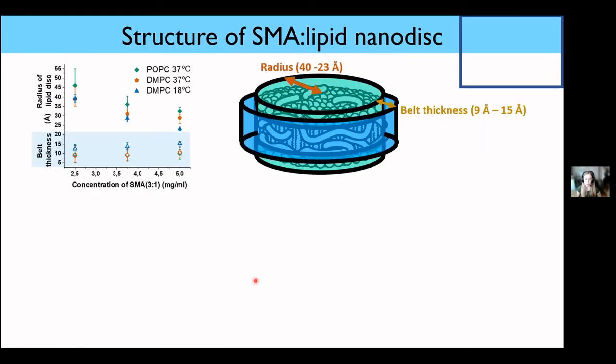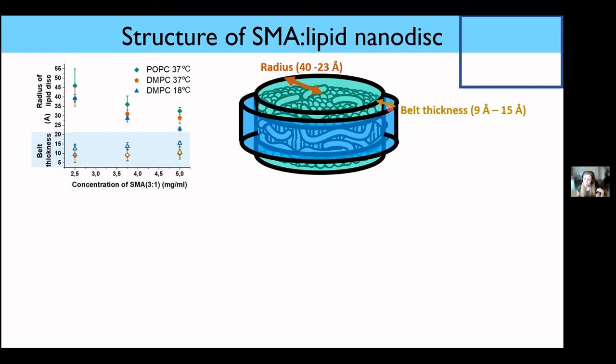So finally, the final solubilized nanodiscs, if we are looking at the ones in the complete solubilization regime, we do see that their sizes will vary with a radius of 40 down to 23, depending on the SMA concentration, so that you have smaller discs the more SMA you add to the solution. This is just the radius of the lipid bilayer part.